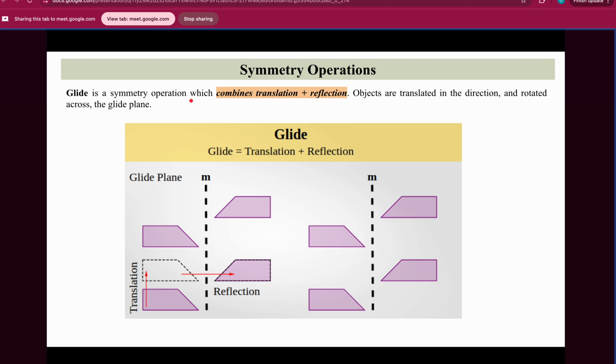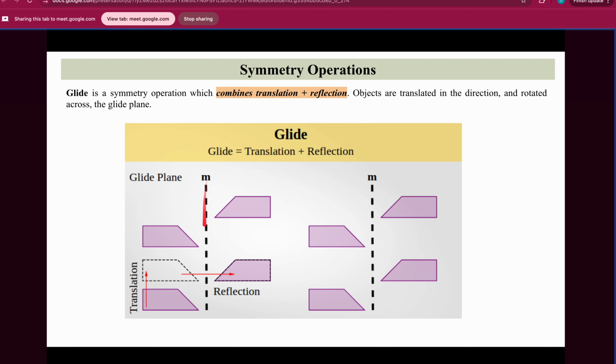And now the last one is glide. Glide is not a single symmetric operation. It combines two different symmetric operations: one is translation and another is reflection. In some textbooks, glide is also referred to as transflection, which is a combination of translation and reflection. So what is happening in this case? Firstly, translation is happening, so the crystal is moving by some distance, and then it is getting reflected. So there is a generation of a mirror image. Now this is the original crystal, and after the glide operation, this is the crystal which is obtained. So this is known as glide.